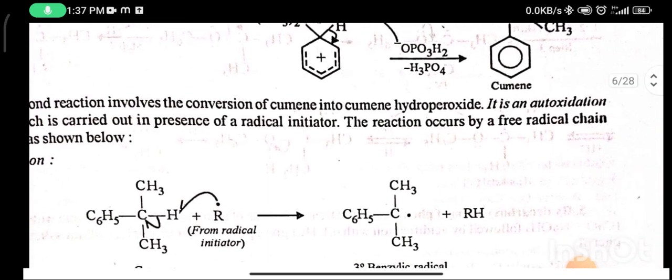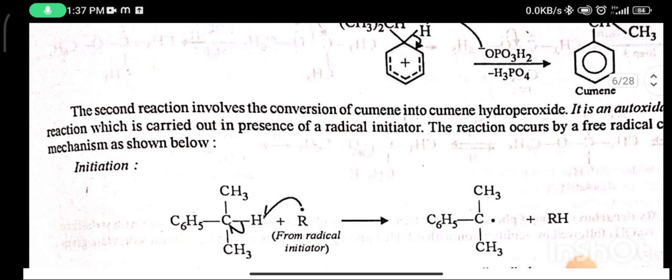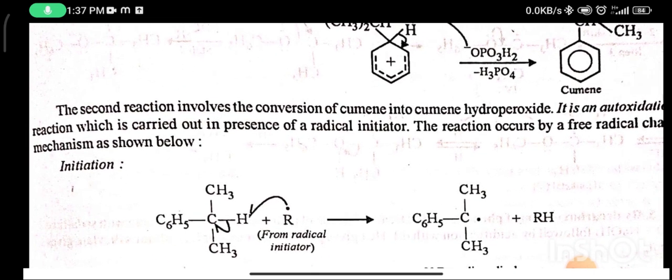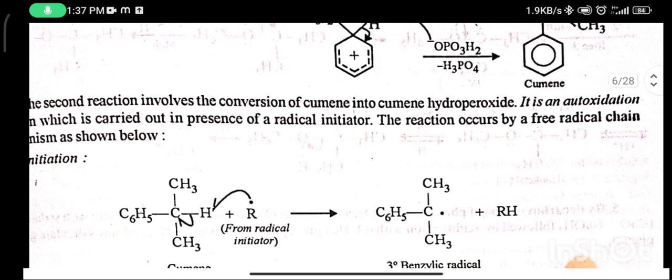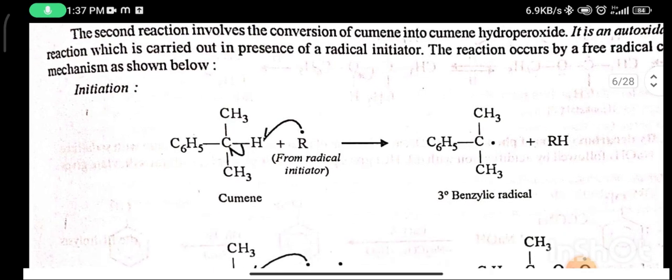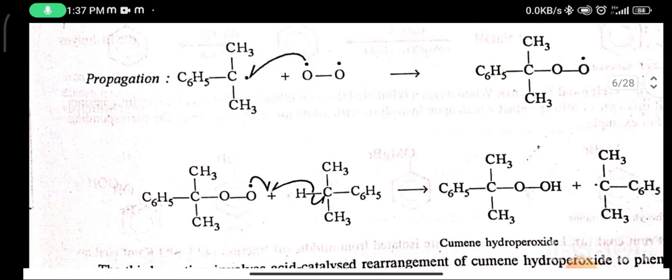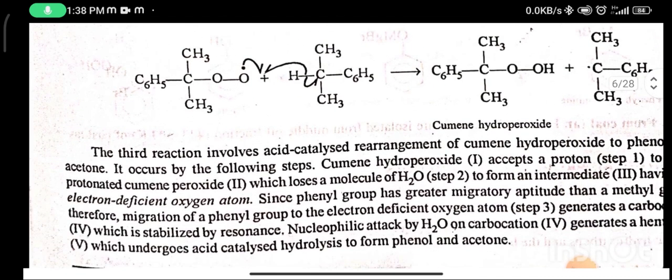The second reaction involves the conversion of cumene into cumene hydroperoxide. It is an auto-oxidative reaction which is carried out in the presence of a radical initiator. The reaction occurs by a free radical chain mechanism. Initiation: cumene reacts with the radical initiator and forms a tertiary benzylic radical. Then, ultimately, after reactions in many steps, it forms cumene hydroperoxide.